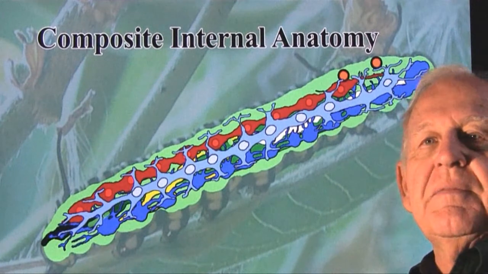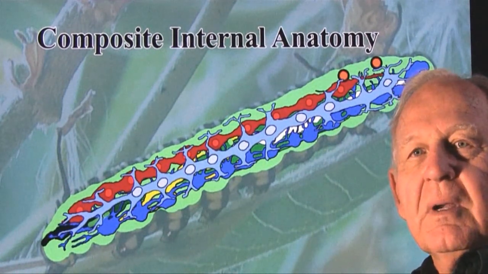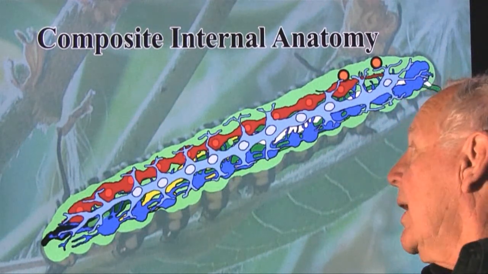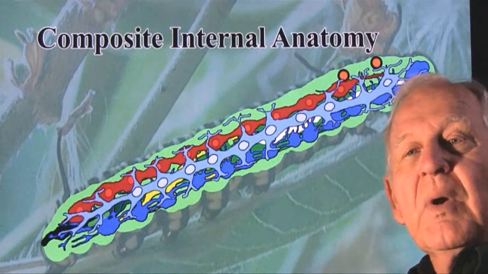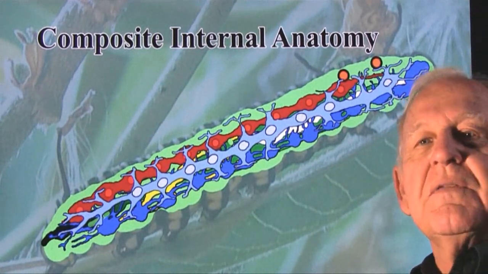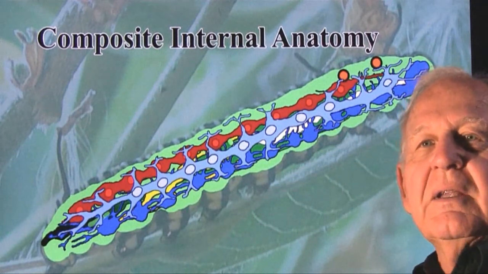Inside the body of this elongated worm-like structure, the Monarch caterpillar, lots of internal organs. You can see in this diagram different colors represent different systems. We're going to examine each of these systems and try and make sense out of what goes on inside of a caterpillar.